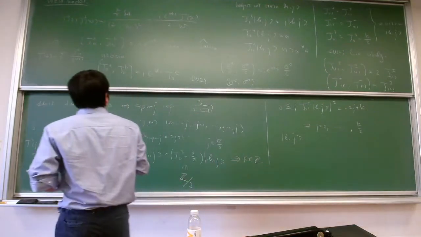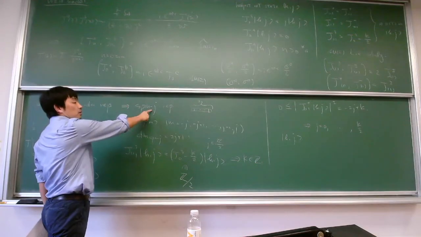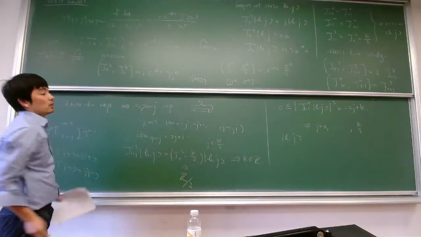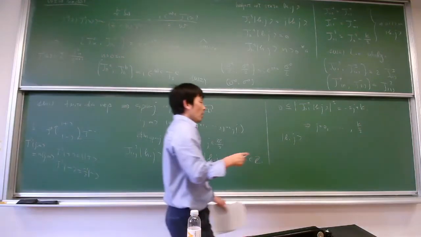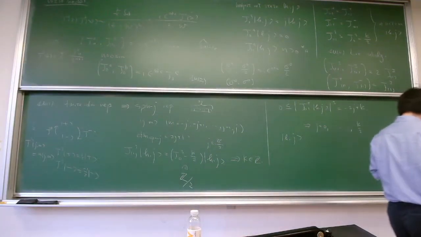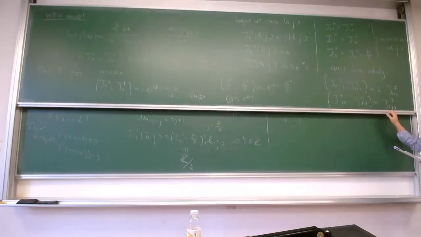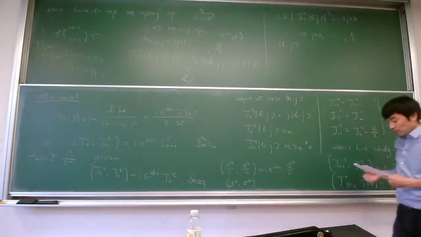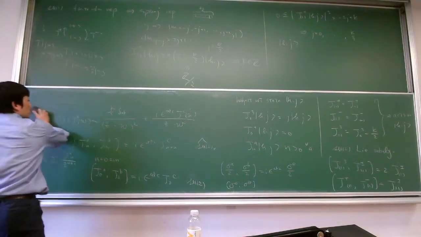Unlike here, here j can take any value. On the other hand, for the SU2 level k affine Lie algebra, j can be up to k over 2. Okay, so this is the review of last time, and I will talk a little bit about Lie group and Lie algebra.